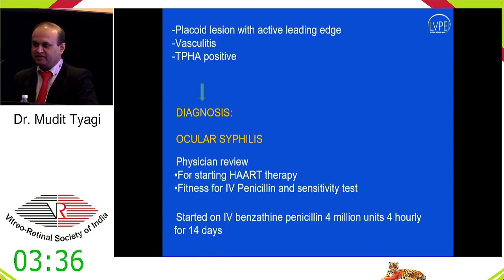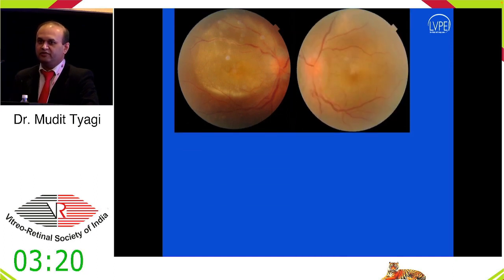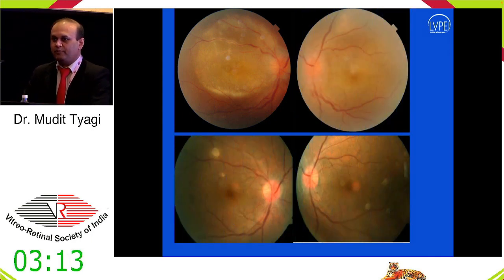When we got the patient tested, the patient came positive for TPHA. So TPHA, vasculitis, a placoid lesion, our diagnosis is pretty straightforward. This was a patient of ocular syphilis, also seropositive, and was started on IV penicillin. This is how the patient was at the time of presentation, with a visual acuity of counting fingers close to face. 14 days later, this is how the patient is, with most of the lesions having absolutely regressed and the visual acuity improved to 20/30. So the point here is, if we diagnose these cases in time and start treatment, you usually end up getting a very favorable outcome.